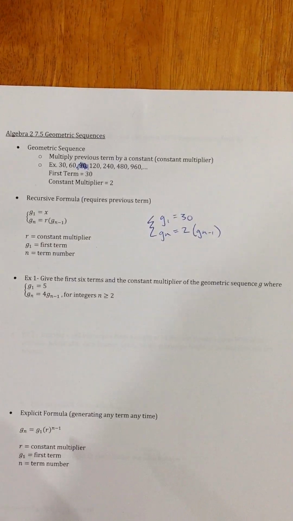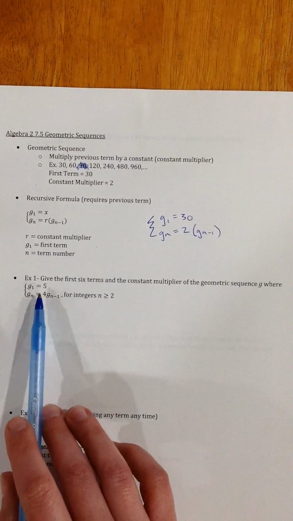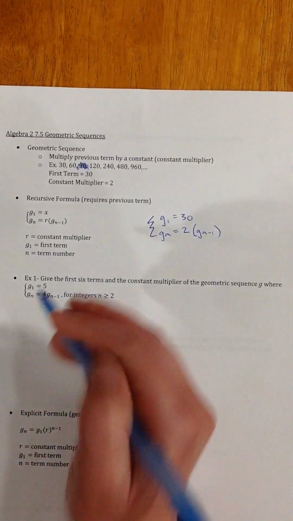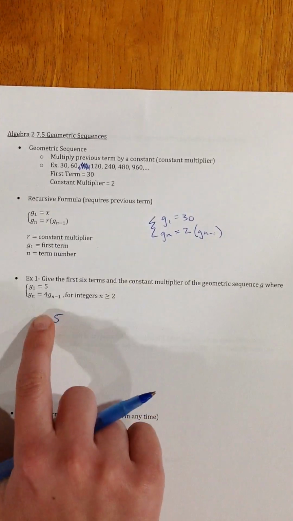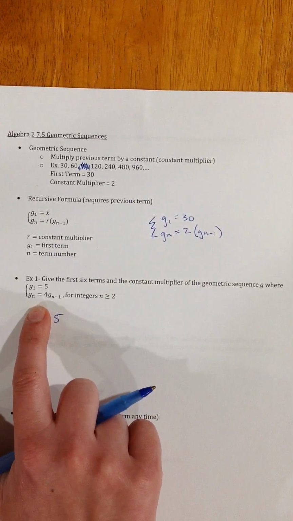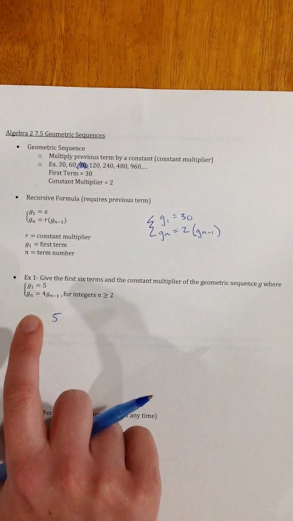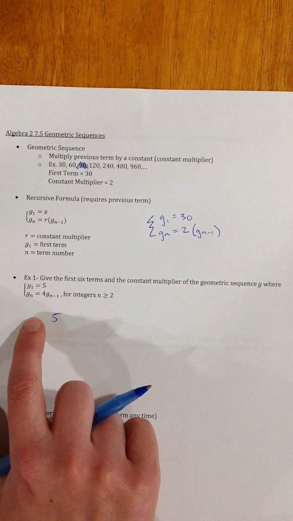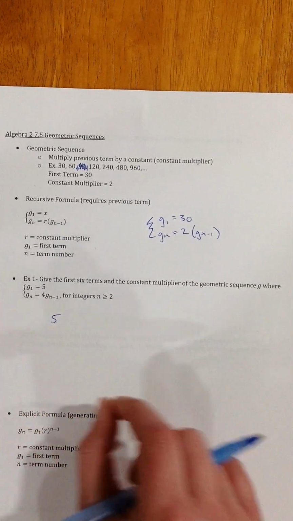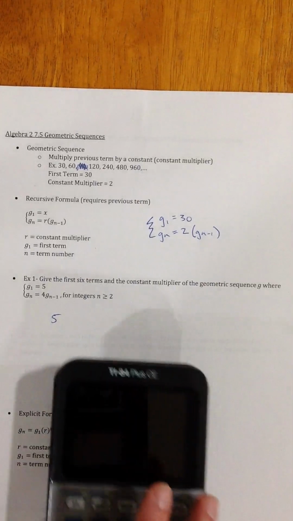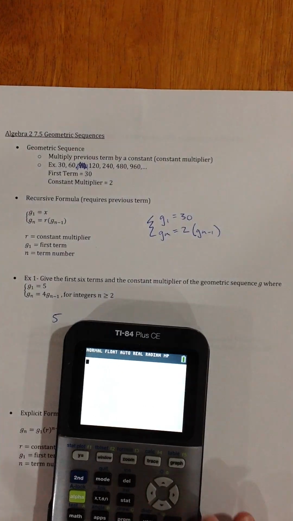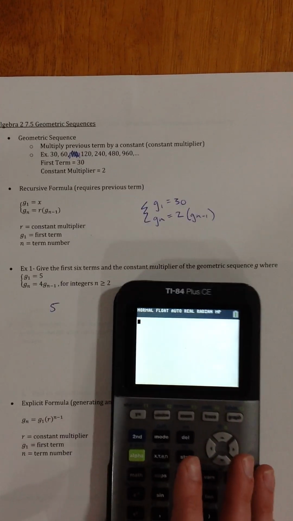So what we're going to do here is say, okay, the first of our 6 terms has to be 5, because that's in the first term position. Then each term after that is going to be the previous one multiplied by 4. There's an easy way to do this on the calculator where you don't have to keep typing this in over and over again.